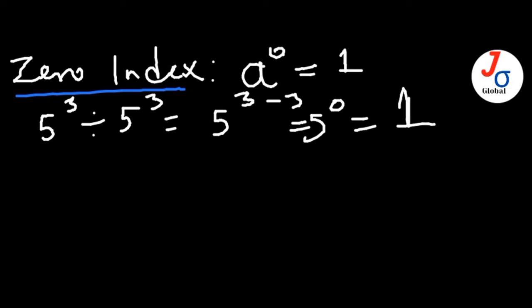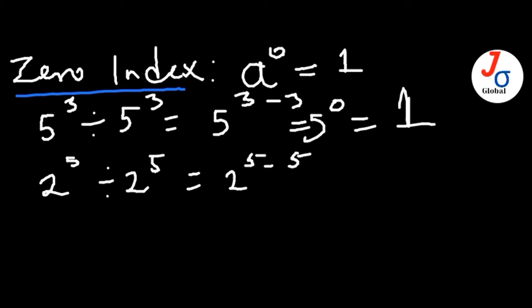Let's take another example: 2 to the power of 5 divided by 2 to the power of 5. Now their bases are the same, so that establishes the law, and that will be 5 minus 5, and that becomes 2 raised to the power of 0.